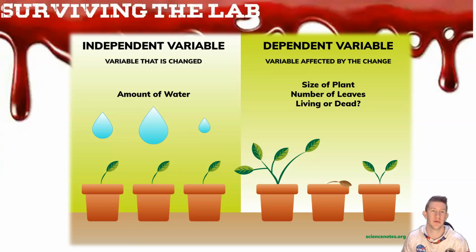So here's another example. We've got independent variable and dependent variable. As stated before, the independent is the thing that we change, the dependent variable is the thing that's affected by the change, and we measure this. So it could be the amount of water, and the thing that we measure that affects that is the size of the plant, the number of the leaves, whether it's alive or whether it's dead. They're examples of a plant-based experiment that we could do with two variables.